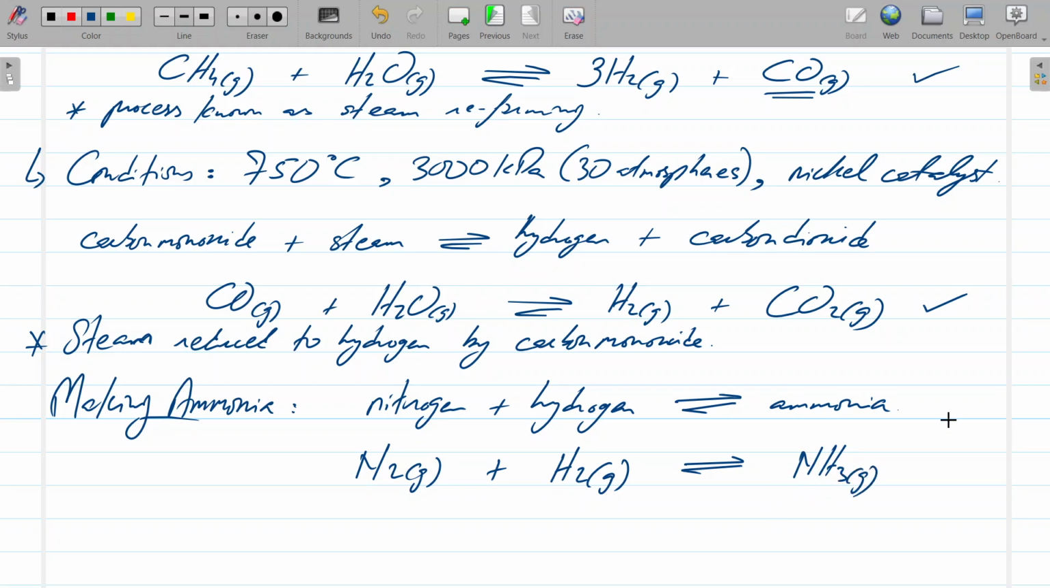You guys want to try balancing this? Two on the product side. Okay, if I'm putting 2 on the product side, I've got 2 nitrogens on the reactants, 2 nitrogens on the product, so that's fine. I've got 2 hydrogens on the reactant and 6 hydrogens on the product side. So you're going to put 3 over there. Good. So this is the reaction that is making ammonia.